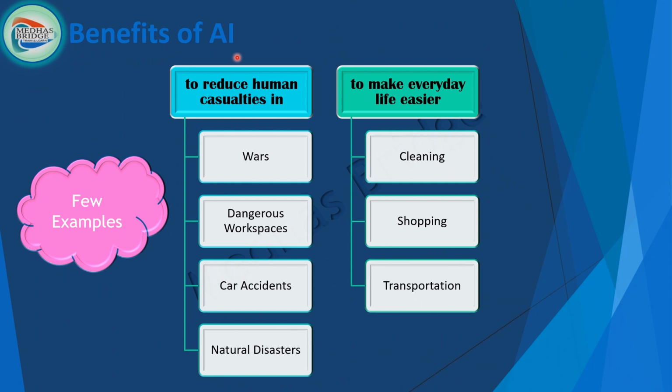Benefits of AI: to reduce human casualties, like in wars, dangerous workspaces, car accidents, and natural disasters. To make everyday life easier, we use AI for cleaning, shopping, transportation, and many more applications.